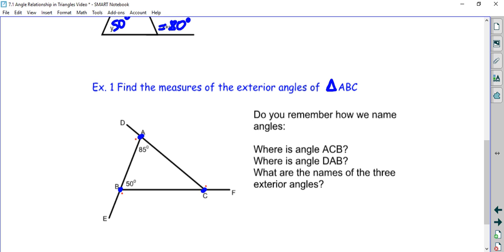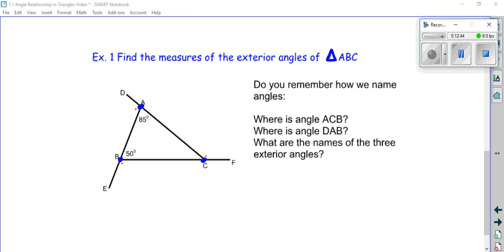Now, we can probably go and calculate things right away, but we are going to go over how you label and how you name certain angles. All right, there was a little bit of an interruption to the video, but to go back to this question, we will go over and name these certain angles that we can define in a triangle. So here are some questions that will guide us. We will look at angle ACB, DAB, and then we can also name the three exterior angles.